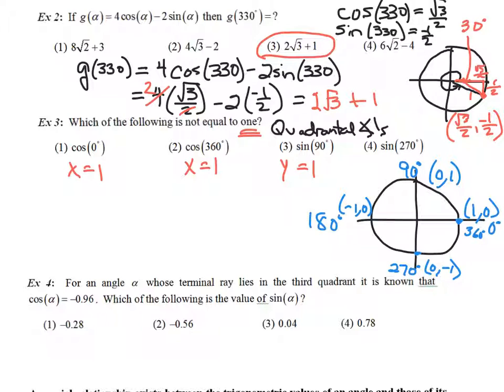But when I check my last option, sine of 270, I'm looking for the y-coordinate of 270 degrees, so the y-coordinate there is negative 1. So that's the only one that does not equal 1. So choice 4 is the answer there.